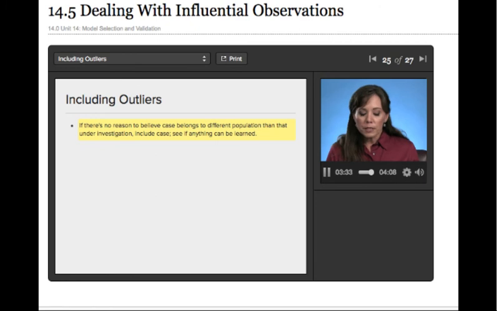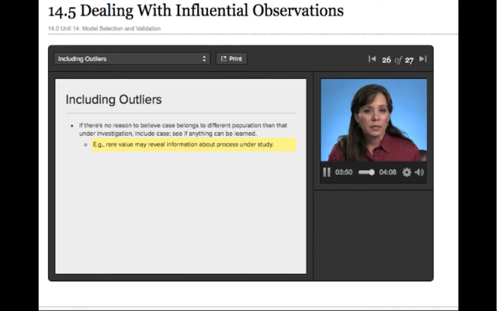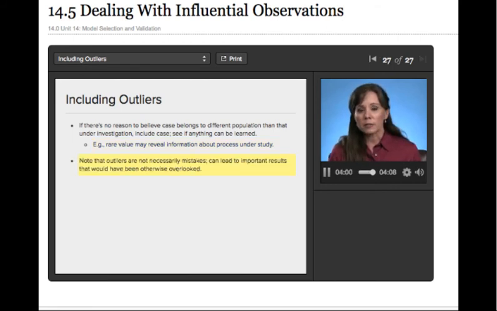Now, if there's no reason to believe that the case belongs to a different population than the one under investigation, we're going to have to proceed with the case included in the study and see if anything can be learned from it. For example, it might be a value that occurs very rarely, but by its occurrence in our particular data set, we could learn something about the process under study. So outliers are not necessarily mistakes. They may actually lead to important results that might not have been seen otherwise.